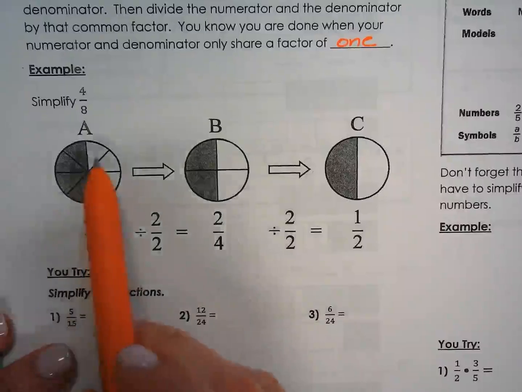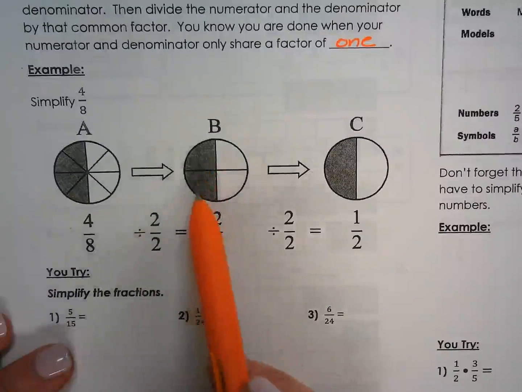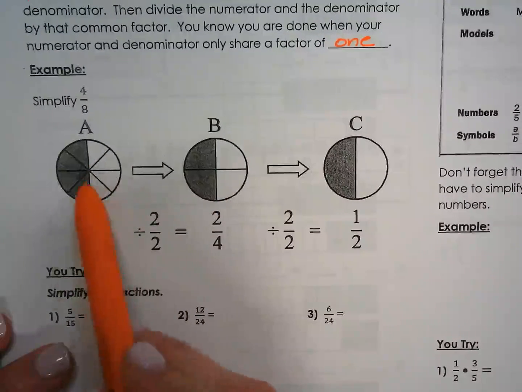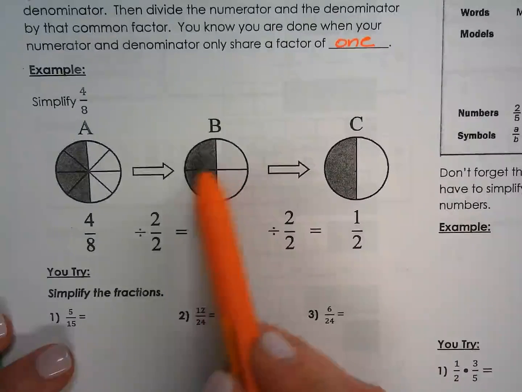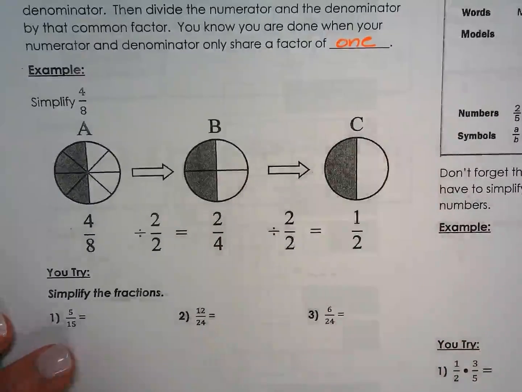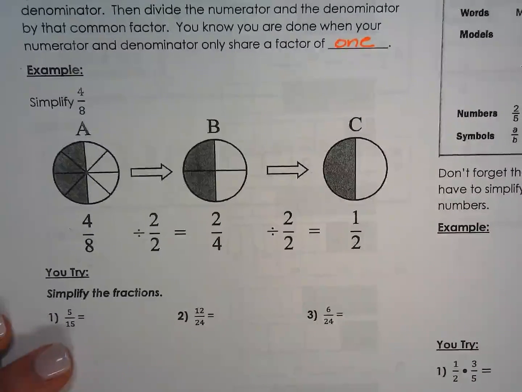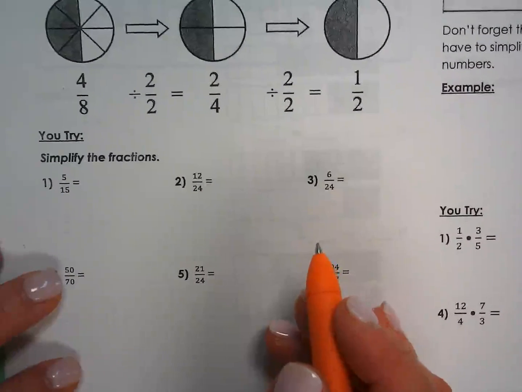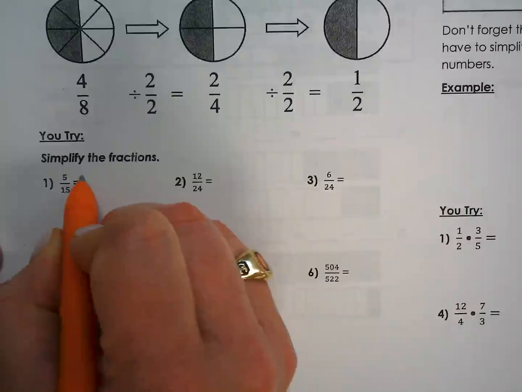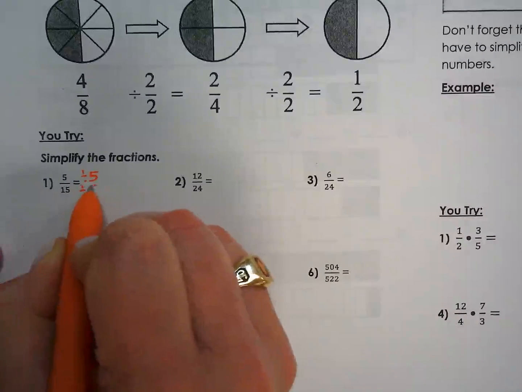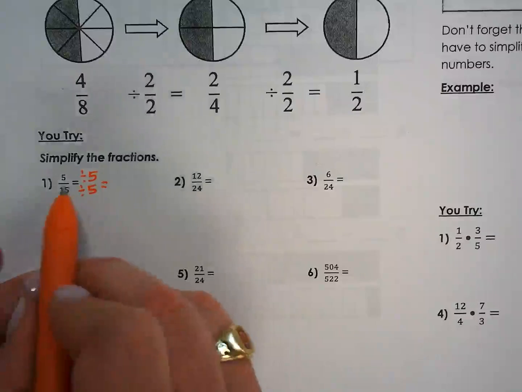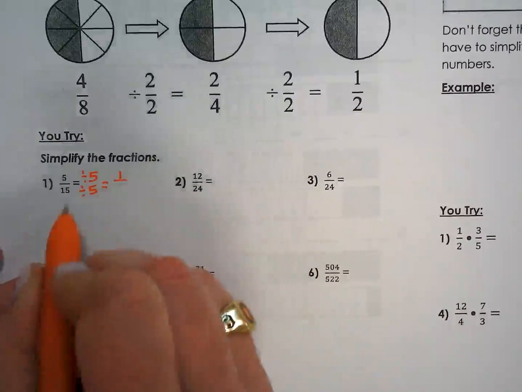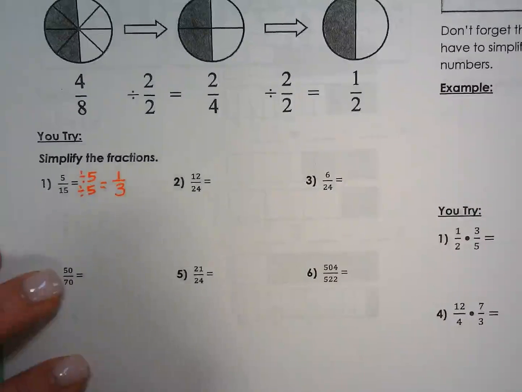And if you notice, all we did was combine some of these pieces. And then we took these 2 and made them into 1. They occupy the same space in the circle. They're just broken down into different size pieces. So to simplify this, let me do a couple of these as samples here. Here, 5 and 15 share a factor of 5. So we're going to use that as our factor to divide by. 5 divided by 5 is 1, and 15 divided by 5 is 3.